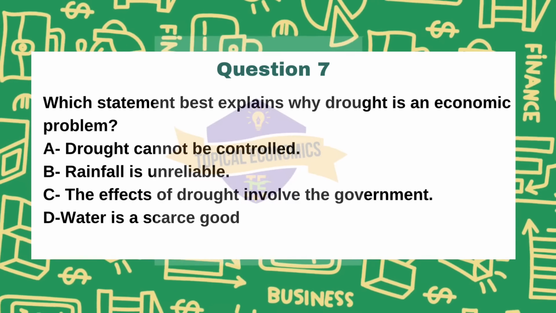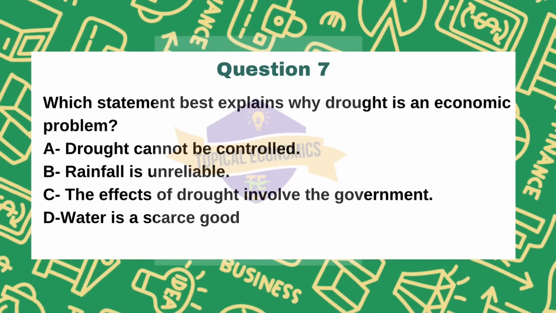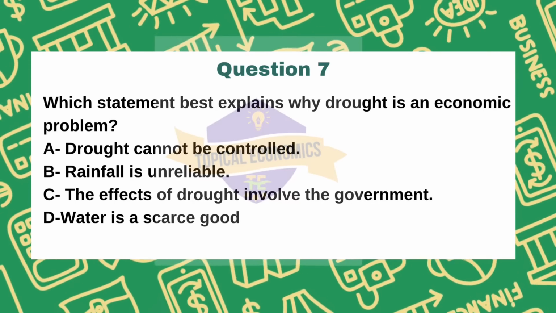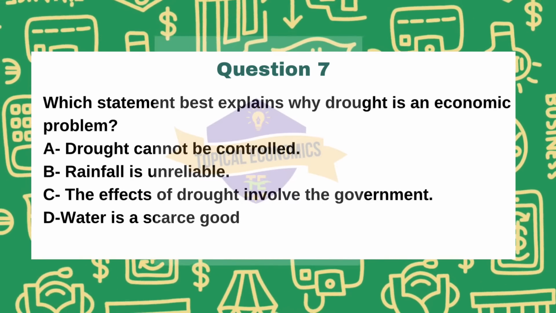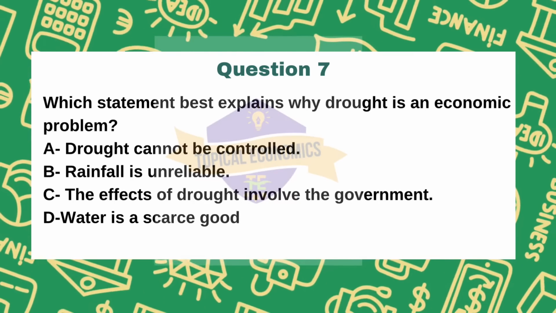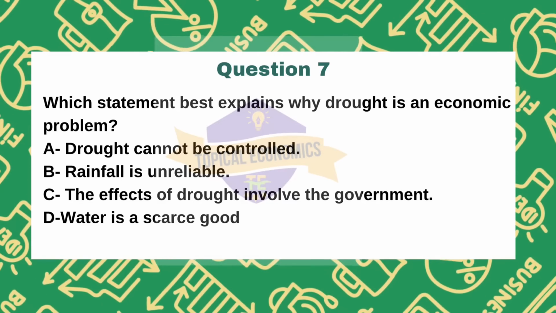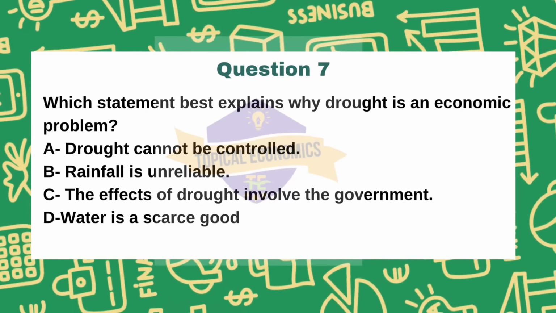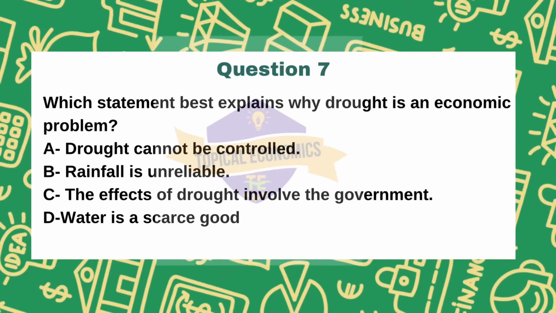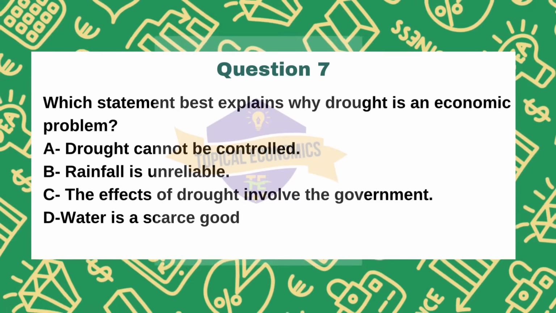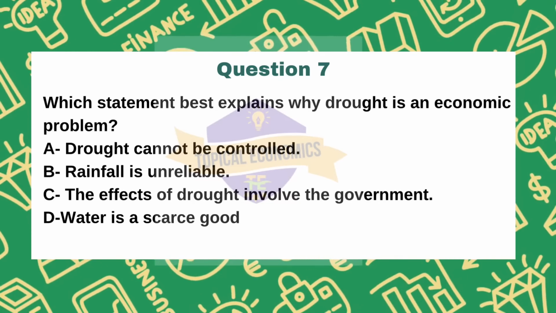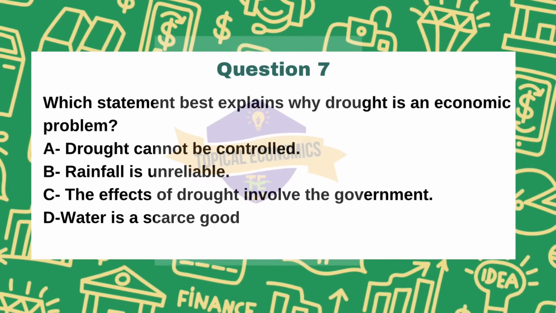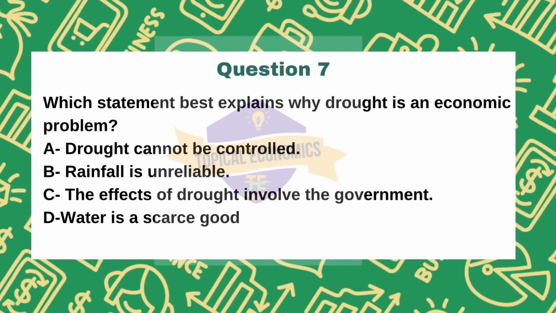Option A, drought cannot be controlled. While true, this statement does not directly address why drought is an economic problem, it just states a fact. Option B, rainfall is unreliable, may contribute to the occurrence of droughts, but does not explain why droughts create economic problems. Option C, the effects of drought involve the government, is a consequence of drought but does not explain the underlying economic issue, which is the scarcity of water. And option D correctly identifies the fundamental economic problem of scarcity, which is why drought is a significant issue.